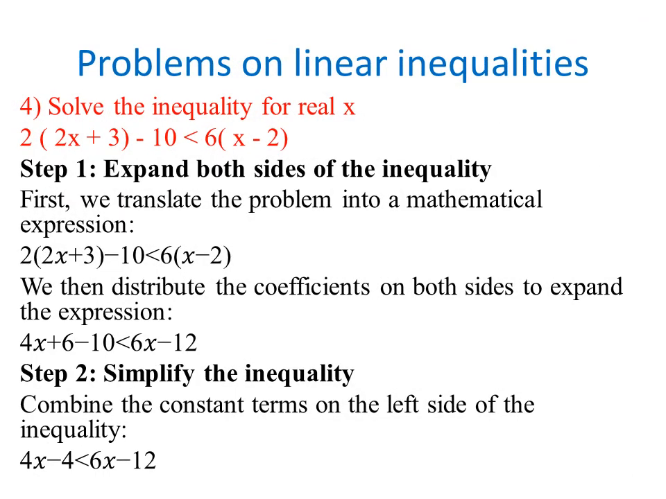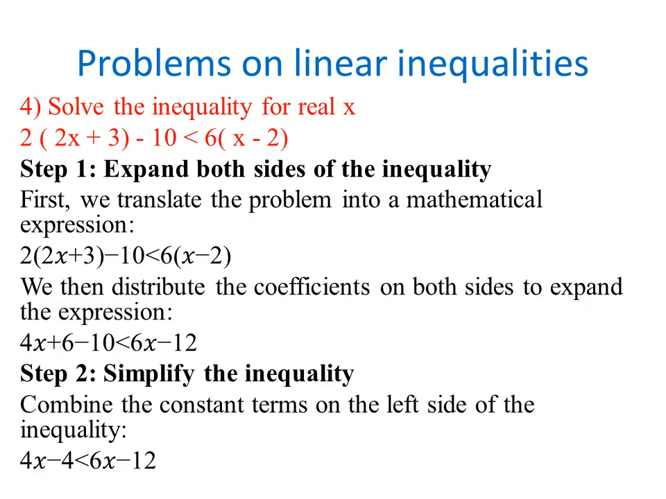One more problem. Solve the inequality for real x such that 2 into 2x plus 3 minus 10 is less than 6 into x minus 2. This problem can be solved in steps. In the first step, we expand both sides of the inequality. First, we translate the problem into a mathematical expression, that is 2 into 2x plus 3 minus 10 is less than 6 into x minus 2. Then we distribute the coefficients on both sides to expand the expression. That is 4x plus 6 minus 10 is less than 6x minus 12.